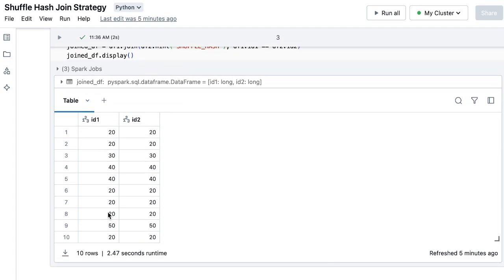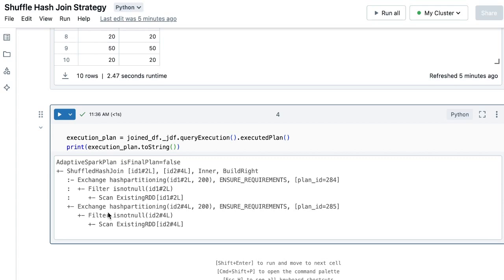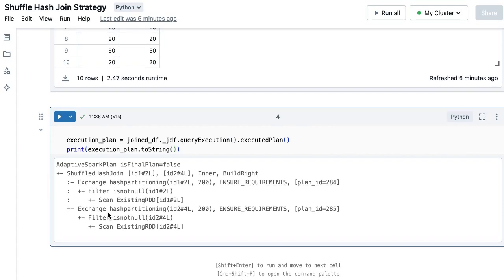Here is the result. Now let's see the execution plan. Here is the execution plan. In the execution plan, we see that the shuffle hash join is used to join the two data frames.